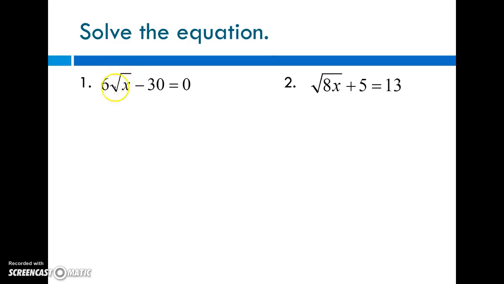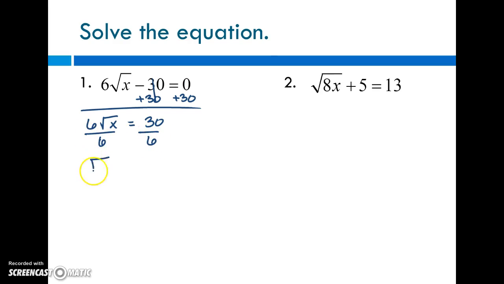I'm going to do this the same way that you've done before and try to isolate the variable. So first I'm going to add 30 to both sides. And I have 6 radical x is equal to, these cancel out, so 30. Then I will divide by 6 on both sides and I have radical x is equal to 5.